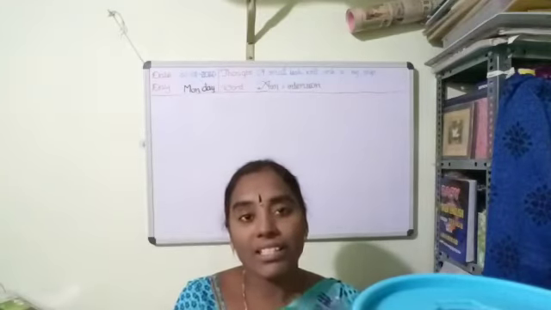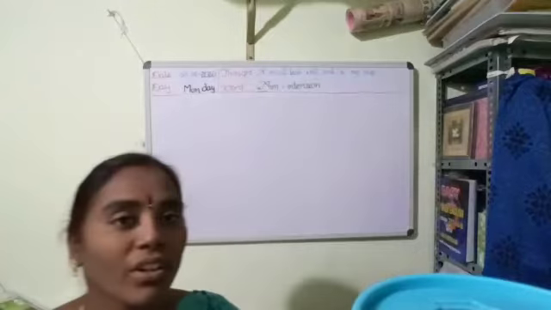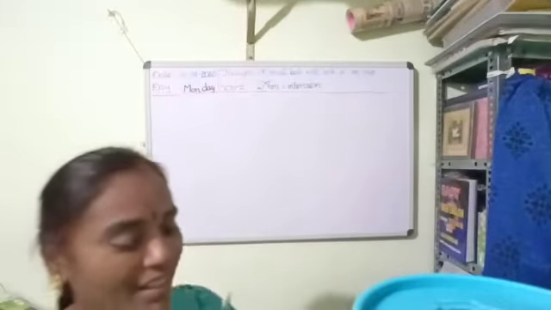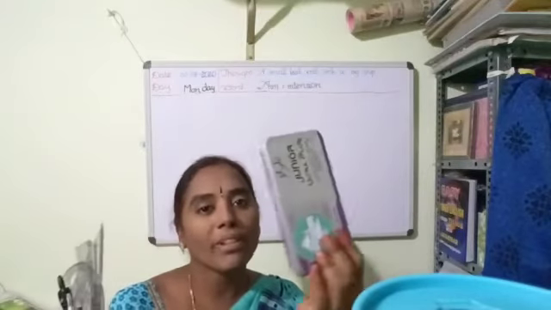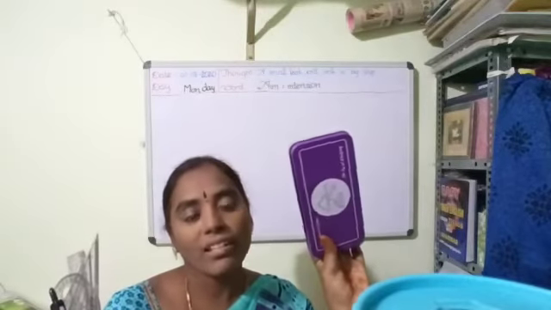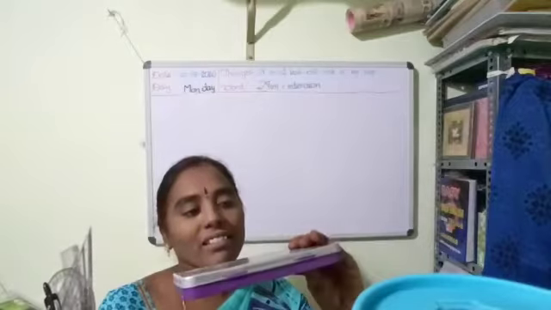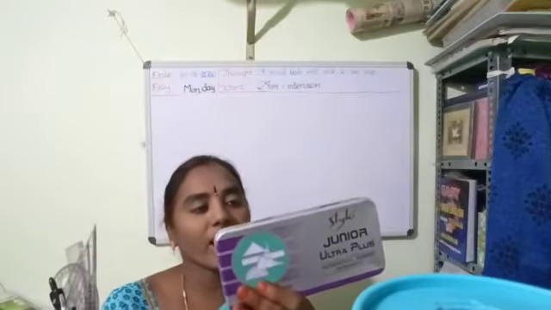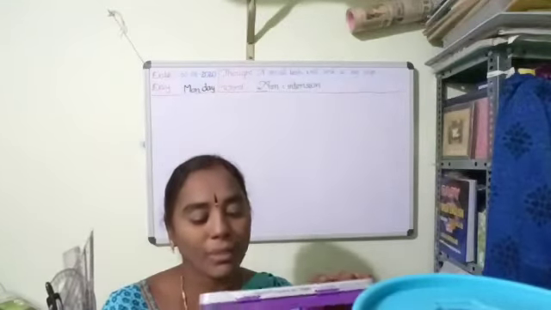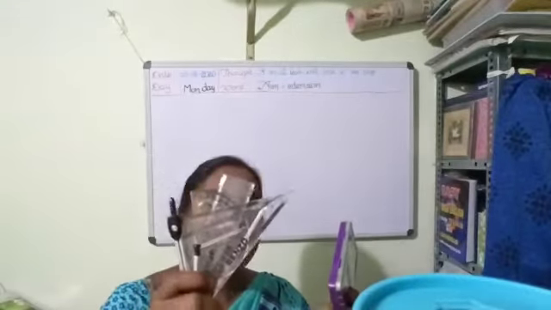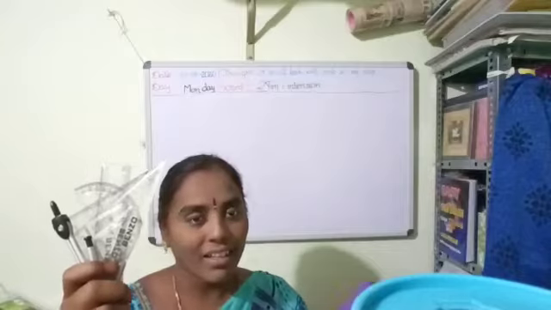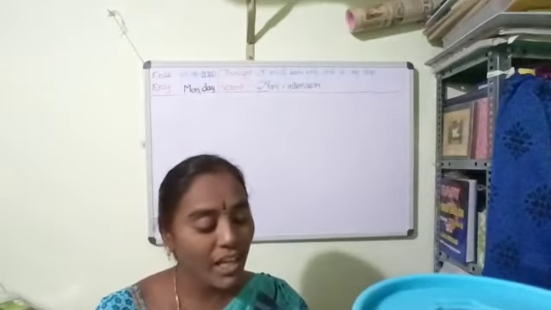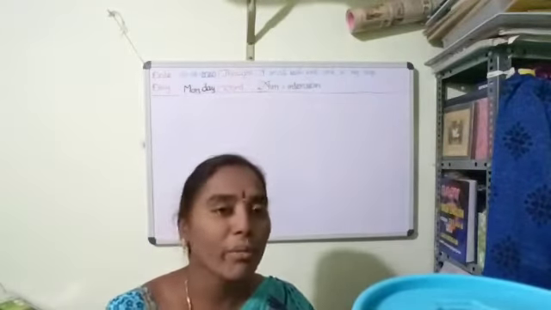What is that box? Do you know? Identify that one. Geometry box. You like this box? Okay. Children, almost everyone likes this geometry box because in this box we can see these different types of scales, compass, etc. Okay? So today our topic name is geometry.